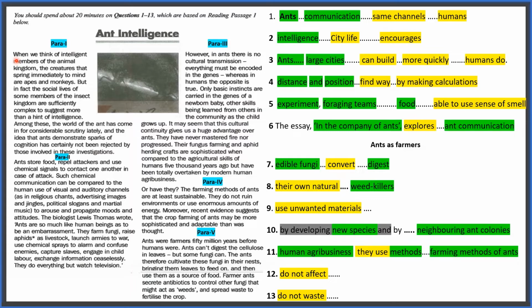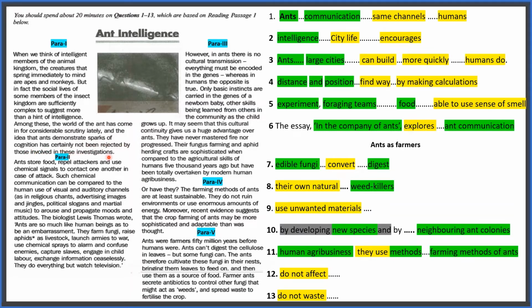When we think of intelligent members of the animal kingdom, the creatures that spring immediately to mind are apes and monkeys. But in fact the social lives of some members of the insect kingdom are sufficiently complex to suggest more than a hint of intelligence. Among these, the world of the ant has come in for considerable scrutiny lately, and the idea that ants demonstrate sparks of cognition has certainly not been rejected by those involved in these investigations.